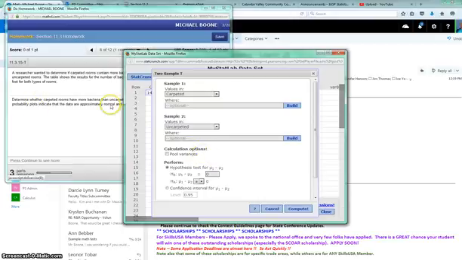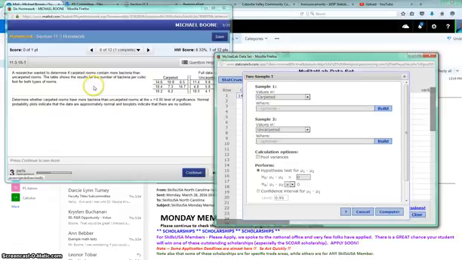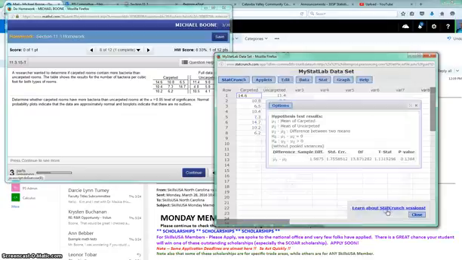It did say more than. If carpeted rooms have more bacteria, so we will go with a greater than. The carpeted are greater than the uncarpeted as far as the number of bacteria that they have. And compute.